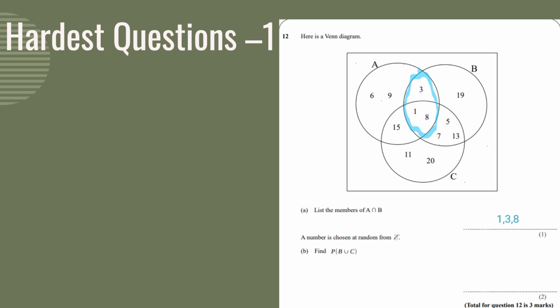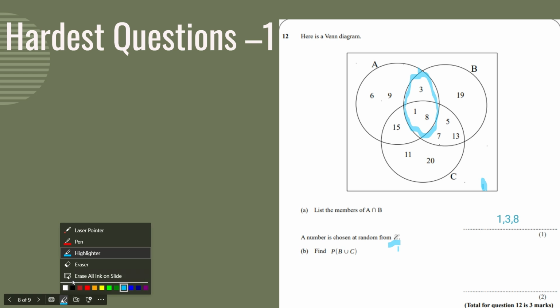Now, a number is chosen at random from the set. If you ever see this Greek symbol here, it simply means a set, because it's usually written down here in the corner. Part B, we're asked to find the probability of B union C, so B or C.